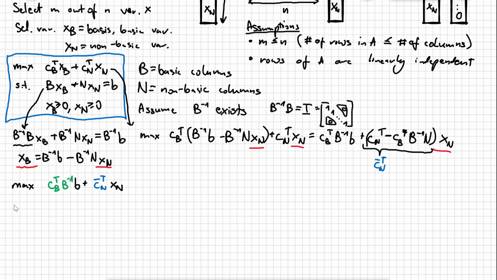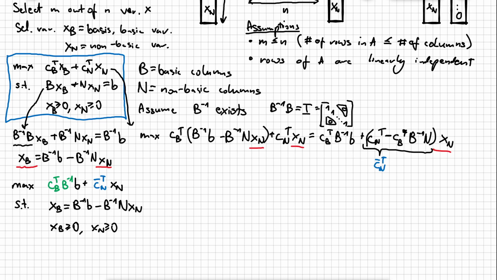And let me scroll this a little bit. Okay, and then subject to the constraints. What are the constraints? We rewrote them as you can see here: xB equals B minus 1 small b minus B minus 1 N xn, right? And then of course I need to keep xB greater than or equal to 0, and also xn greater than or equal to 0, right?